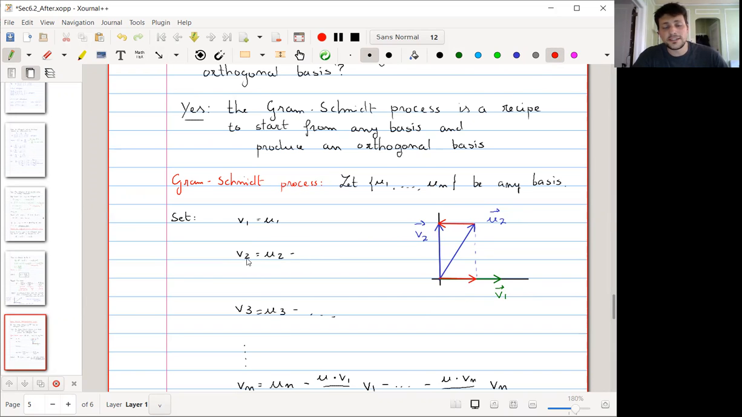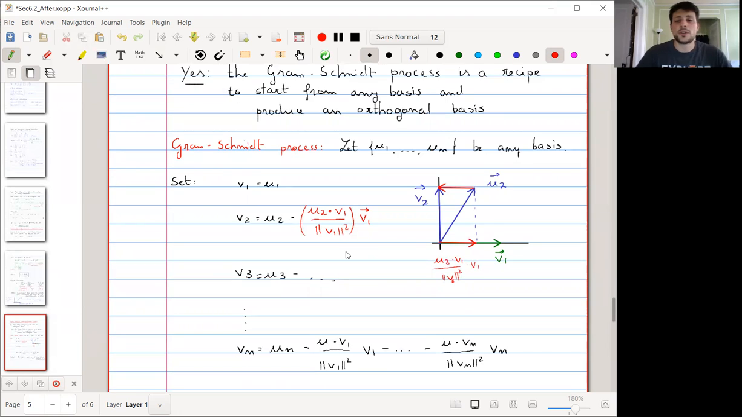So v2, my second orthogonal vector, will be given by u2 minus u2 projected down to v1, and the formula for the projection is the following. There's this coefficient, and then that's multiplied by v1. That's the vector here in red, the red vector down here in this picture. Maybe I'll write it: u2 dot v1 over the length of v1 squared, times v1. Okay, so that's the idea.